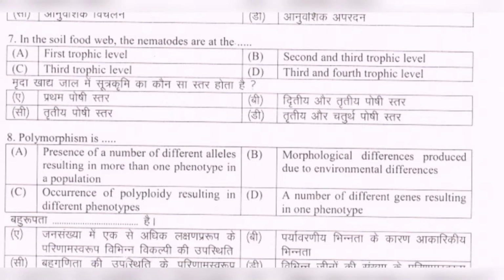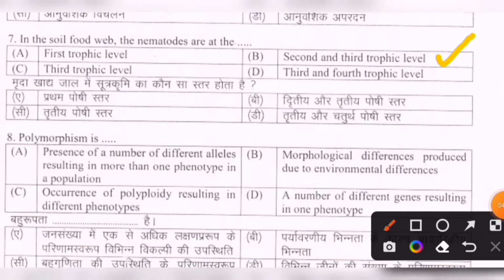In the soil food web, the nematodes are at the, options are first trophic level, second and third trophic level, third trophic level, third and fourth trophic level. The correct option is B is the correct option. Second and third trophic level. Let's see the next question.